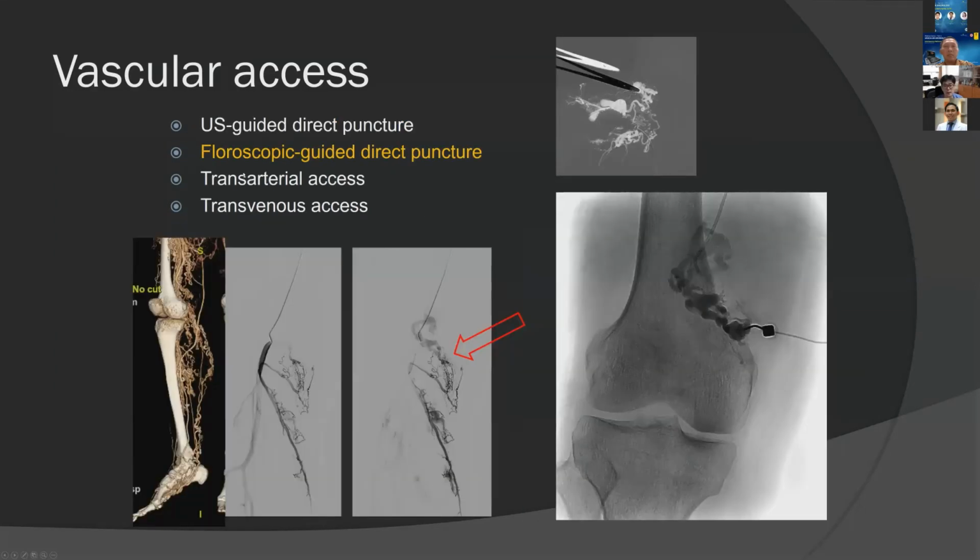This is another example of the fluoroscopic guided direct puncture. This patient has an extensive AVM, so you can see the numerous small feeding arteries around here, and most of the arteries are joining to the venous sac. So a fluoroscopic guided needle was inserted and the lesion was ablated by the ethanol.